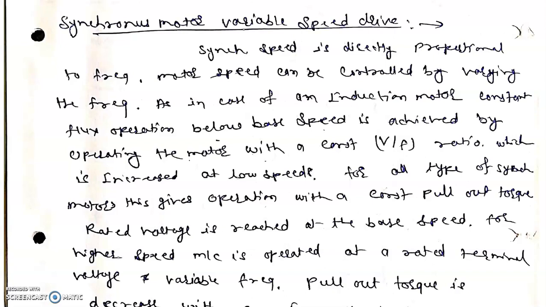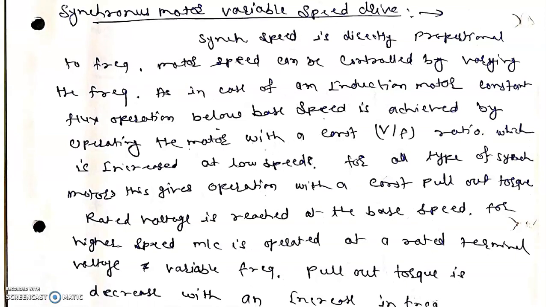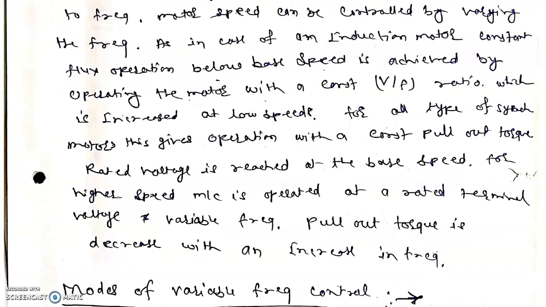The next topic of study in the synchronous motor drive is the synchronous motor variable speed drive. Synchronous speed is directly proportional to frequency. As we know, the expression of the synchronous speed is omega ms equal to 120 f upon p. So synchronous speed is proportional to the frequency. Motor speed can be controlled by varying the frequency, as in the case of induction motor.